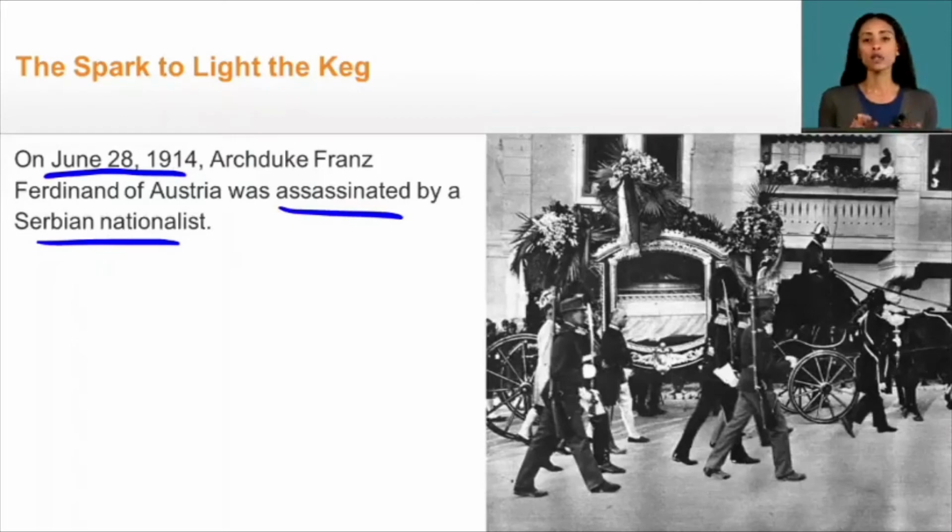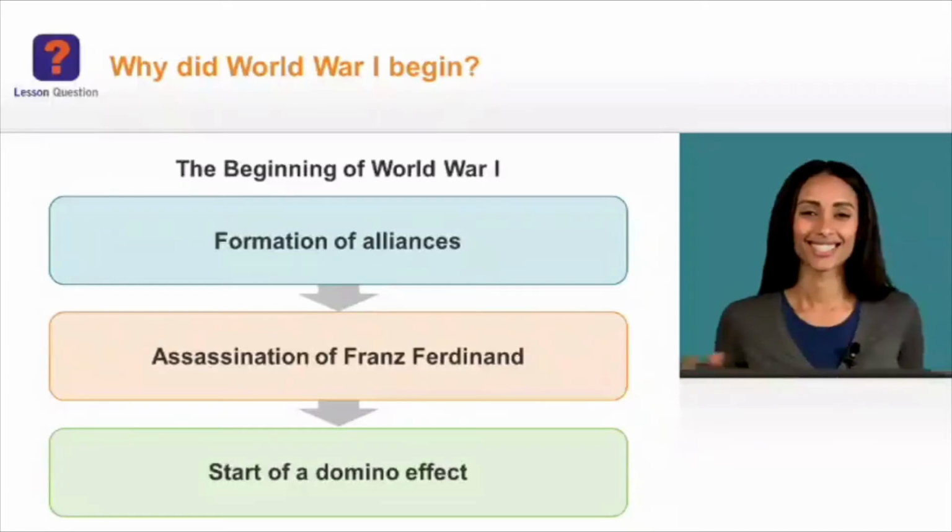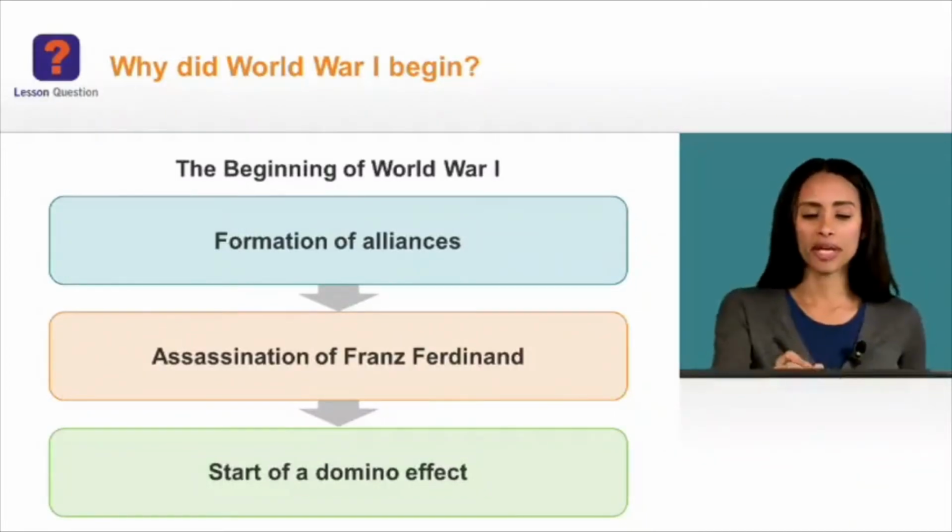And so we're going to look at his assassination as the first domino that falls and then eventually leads to this enormous conflict that includes most of Europe and many of the countries that had been annexed by the European powers. Why did World War I begin?